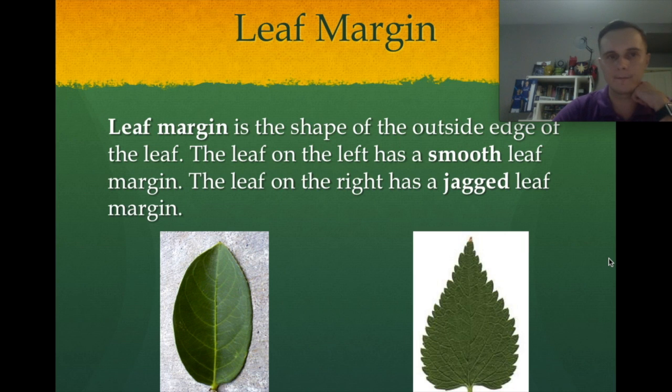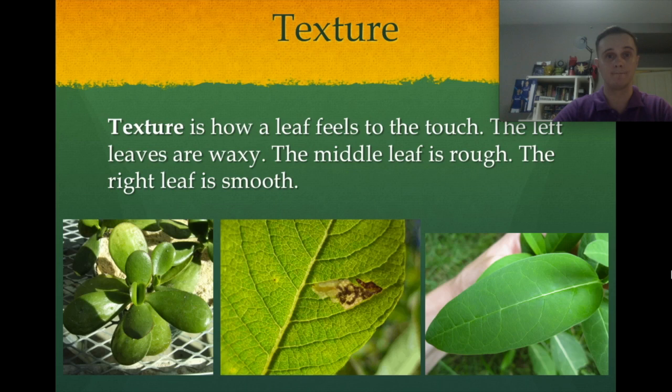Leaf margin is the shape of the outside edge of the leaf. So this leaf on the left has a smooth leaf margin. It's smooth, it's straight, it just curves around. Whereas this one has a jagged leaf margin because it goes up and down, up and down, all the way around the edge of the leaf. So outside edge of the leaf here is smooth, outside edge of the leaf here is jagged. So that is leaf margin.